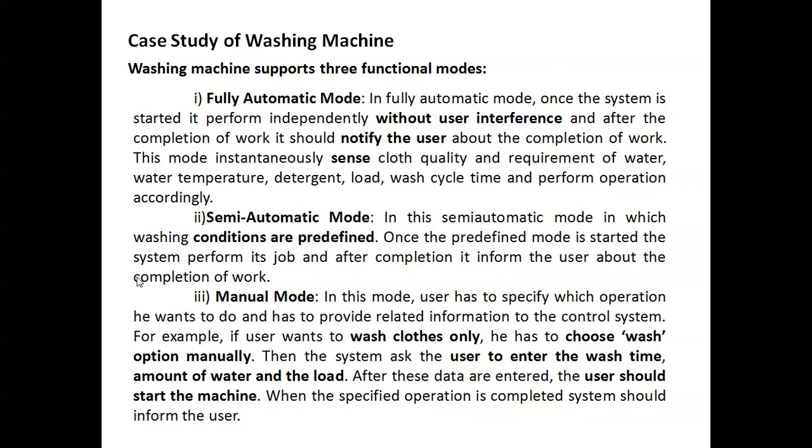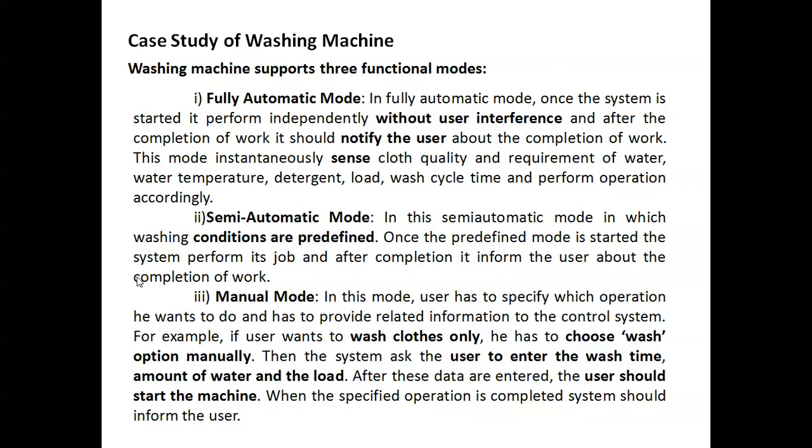And semi-automatic mode is a condition where some of the functions the user has to operate and some the machine operates. That means you put in the clothes, you have to select the function, the water level and the time, everything you have to fix, and then the machine does the remaining functions. Finally, after washing, you have to put the clothes in some other place to get dried. That is called a semi-automatic machine.